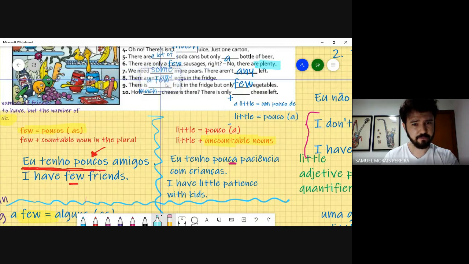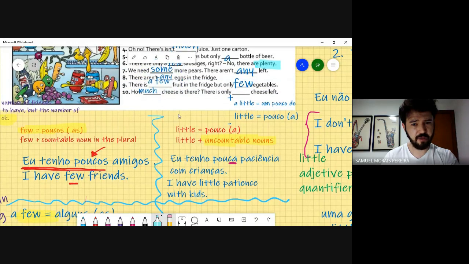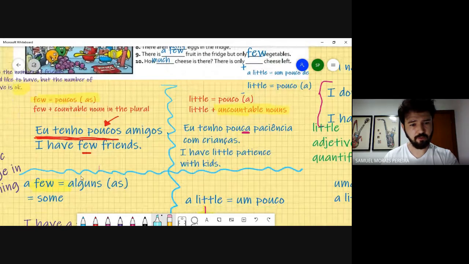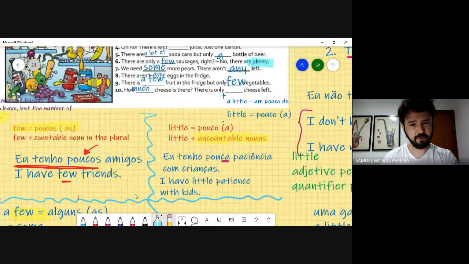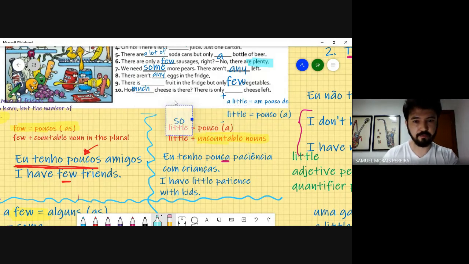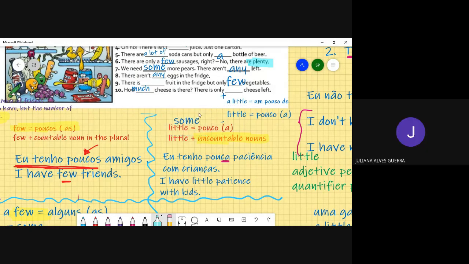Porque olha só, a gente usa a few com algo no plural. E a palavra fruit admite pluralização? Não. Então a gente cairia no mesmo caso do few. Então, eu não posso usar nem o few nem o a few. Não pode. So the only option here is there is little, né, se fosse o caso, mas não é o caso. Então só sobra a opção some mesmo. There is some fruit. Tem algumas frutas.